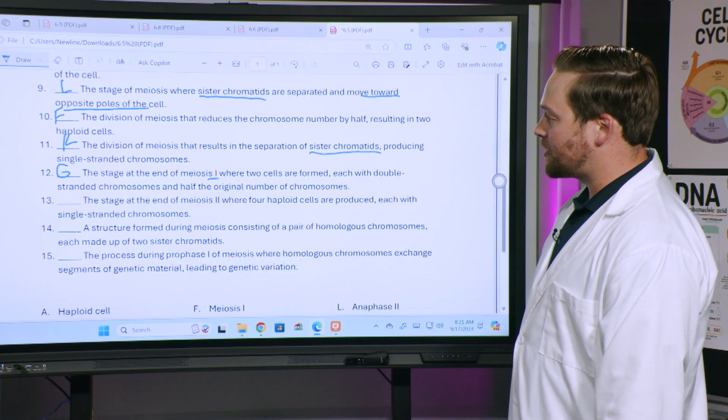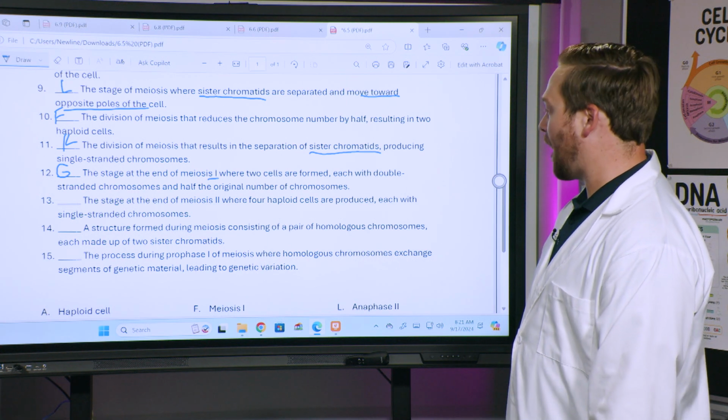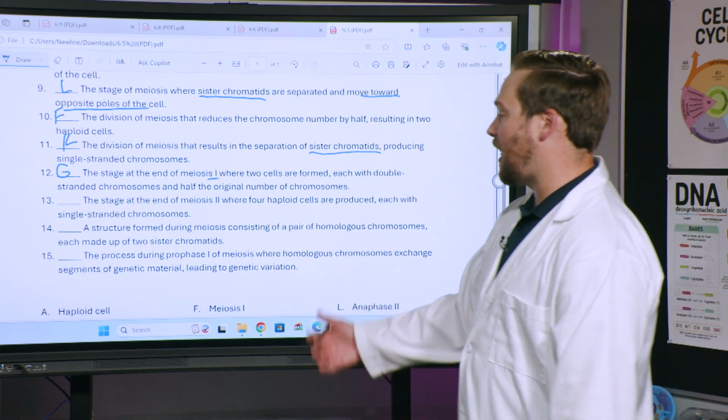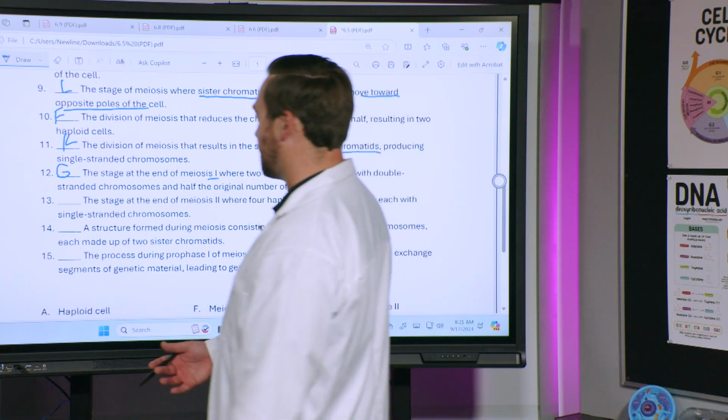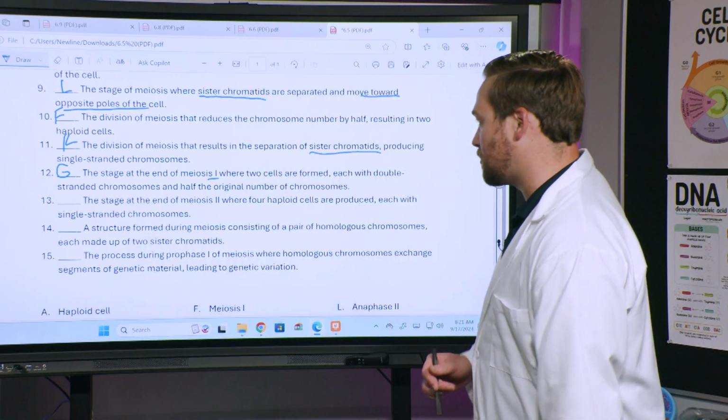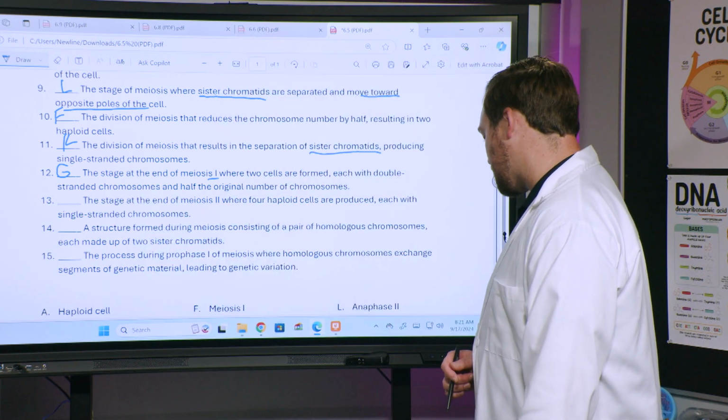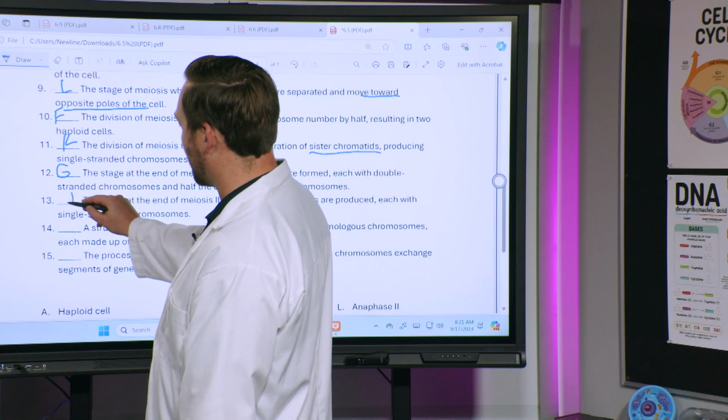13 says the stage at the end of meiosis 2 where 4 haploid cells are produced. Same thing, the last part of PMAT is telophase, and because this is meiosis 2, it's going to be telophase 2. So for 13, let's go with J, telophase 2.